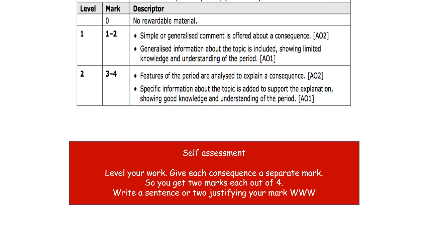So just do that, and at the end, just give yourself a sentence or two justifying your mark. So if you've given yourself 2 lots of 4 out of 4, you need a what went well to explain and justify why you've given yourself that grade. Okay, once you've done that, upload your work that's been self-assessed and I can review it. Well done, Year 10. That's today's task.